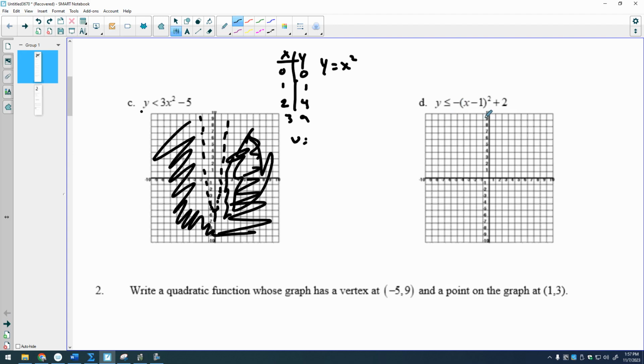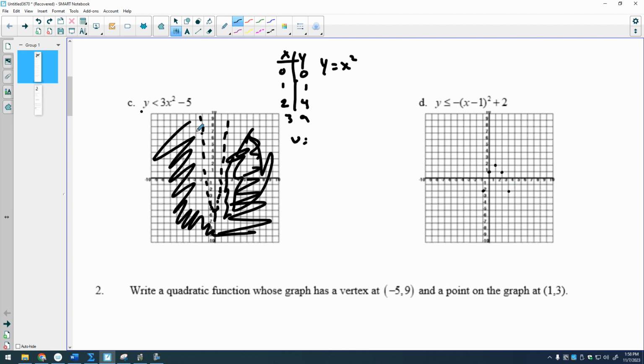Okay, over to here. Same idea. X equals 1, y equals 2 is my vertex. 1, 2. It is upside down. So I go over 1, down 1. Otherwise, it's the same pattern. Same pattern as this, just upside down. Over 2, down 4, both directions. Whoops, too far. Over 2, down 4. Both directions.